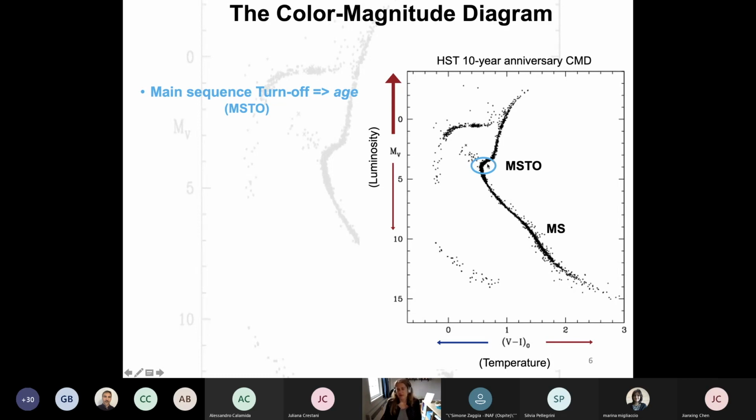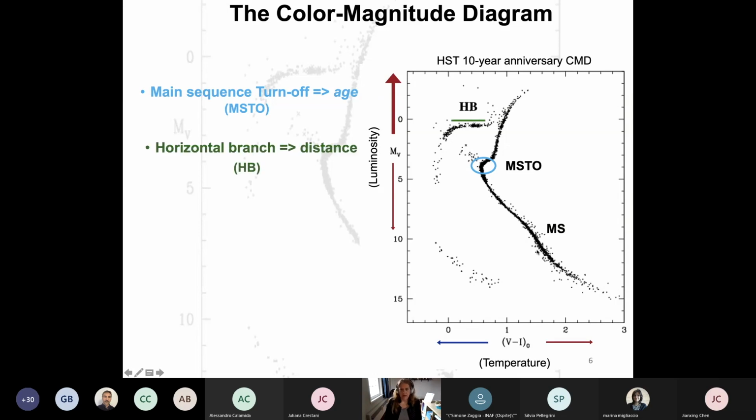The most important is the main sequence turn-off. Stars spend most of their life on the main sequence. That's why it's called main sequence, and it is where the star is burning hydrogen in the core. At some point, hydrogen is finishing and the star is moving towards lower temperature and starts to burn hydrogen in a shell around the core. And so this point is a very good indicator of the age of the star when the star finishes the hydrogen, which depends on the mass of the stars. These are lower mass stars and here higher mass stars.